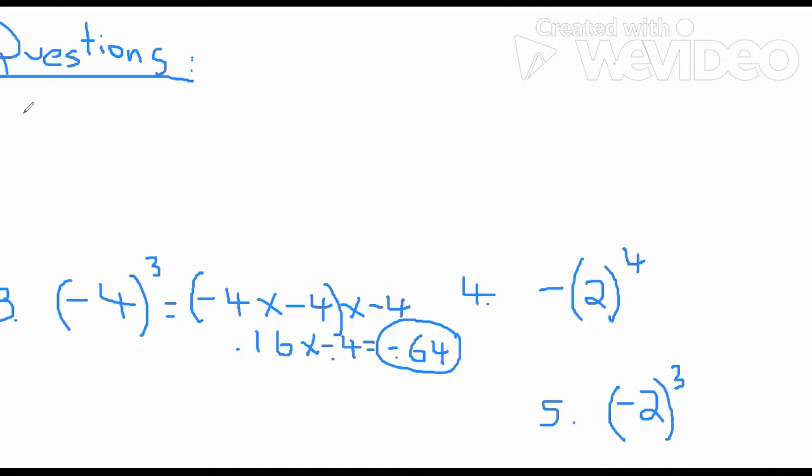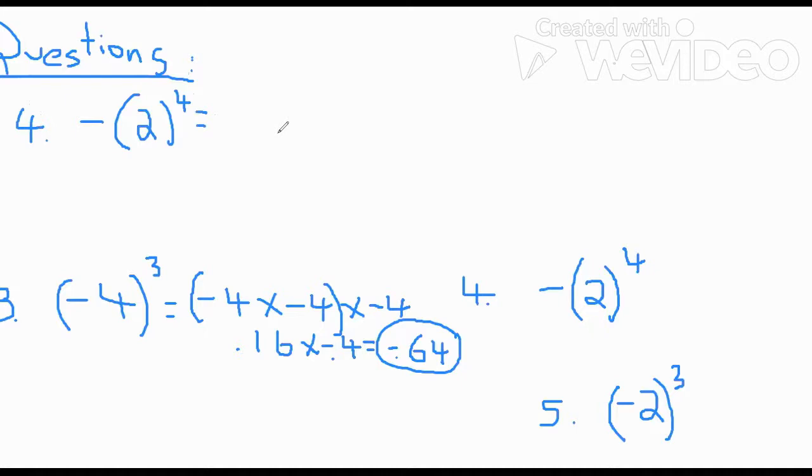All right, so number 4. Anybody any ideas how to do number 4? Yes, sir. What do you think you're going to do? I do -2 times -2. That would be +4. Times -2 times -2, that would be +4. So I got 16.